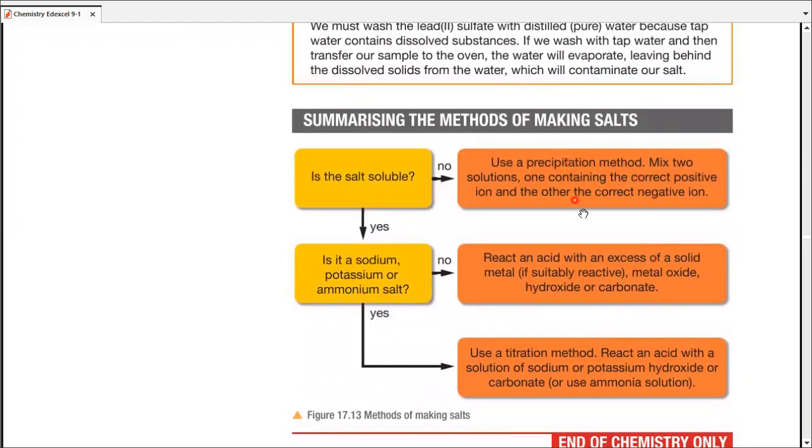So since we had many methods, remember, if the salt is not soluble, precipitation is the technique that we use at this point. We mix two solutions, and if they contain the correct positive and negative ions, you're going to wind up having that salt on the top of the filter paper as the residue, since it's insoluble. That's about it.